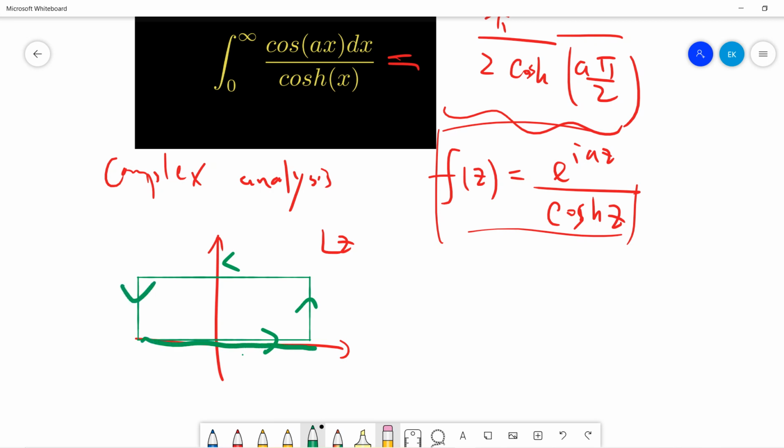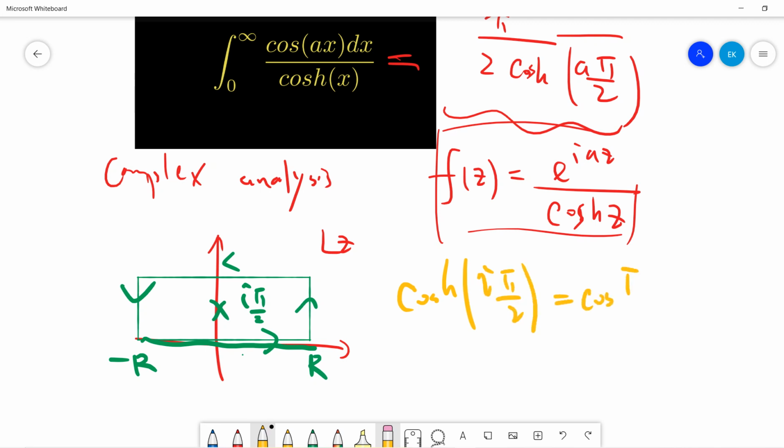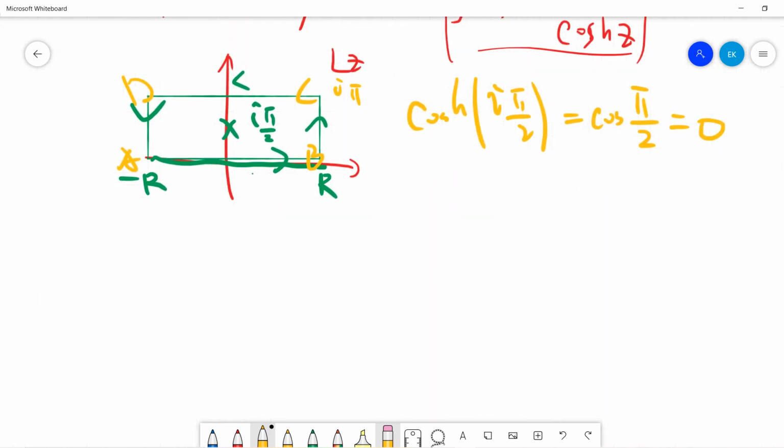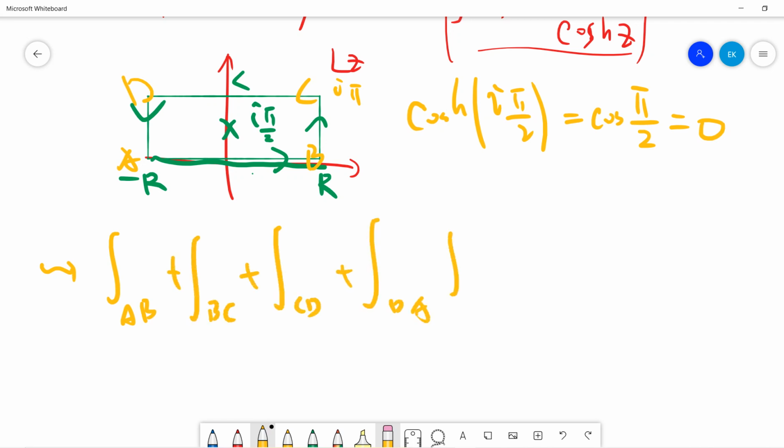We start from 0 to R, and then let's specify the negative R. So this is minus R, and there is a pole here at i pi divided by 2. Remember that cosh(i pi divided by 2) will be cos(pi divided by 2), so it will be 0, right? So there is a pole here. And our height we just choose to be i pi. Let's call the corners A, B, C, D. So our integration will be AB plus BC plus CD plus DA, and this equals the contour integral of f.